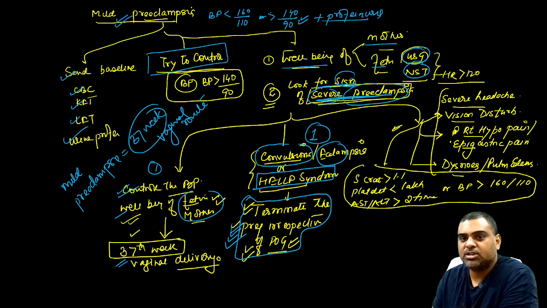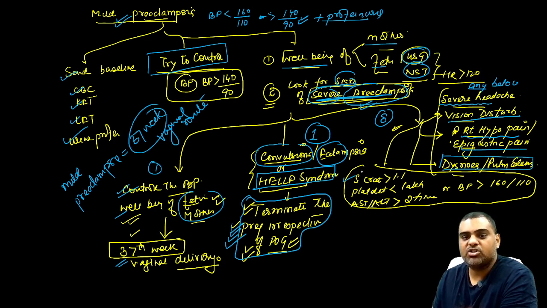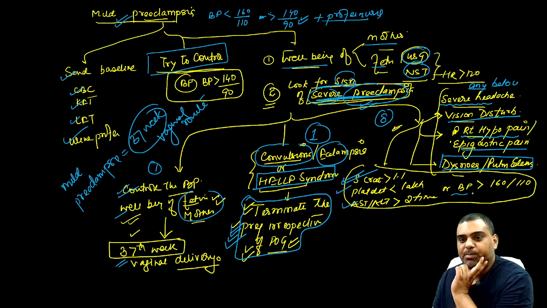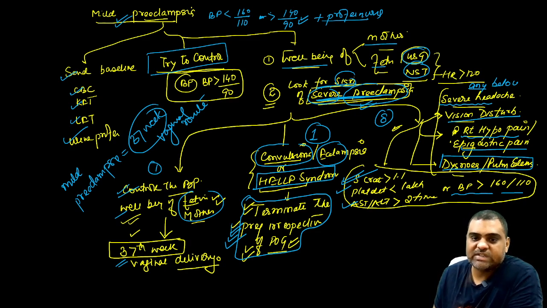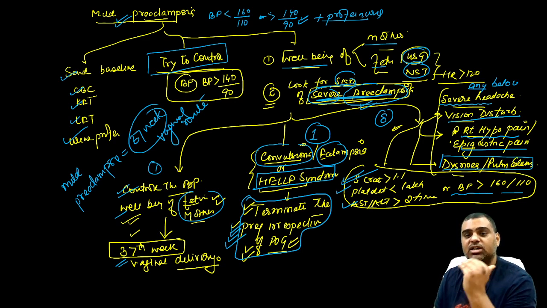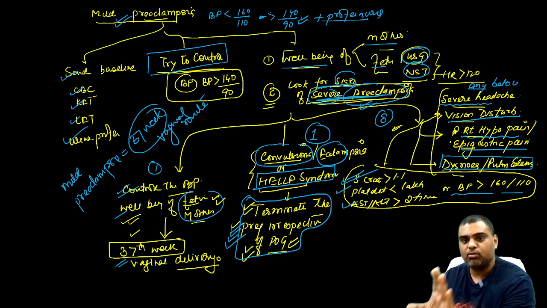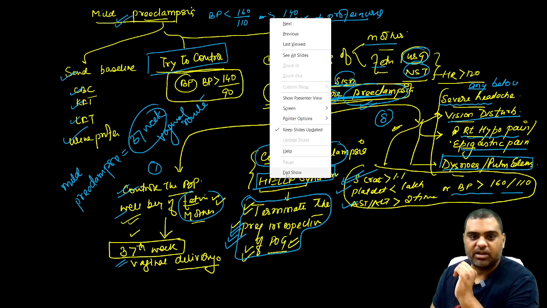Now, you have to look for the signs of severe preeclampsia. How will you know that the person has severe preeclampsia? These are the 8 things. If the lady tells you severe headache, any of the below is present: vision disturbance, right hypochondrium pain, epigastric pain, dyspnea, that is pulmonary edema, or serum creatinine more than 1.1, platelet less than 1 lakh, AST/ALT more than 2 times, and BP more than 160 by 110, any of these, it will be called severe preeclampsia. And how to deal with severe preeclampsia? I will tell you, but before that, let's revise it through a diagram.